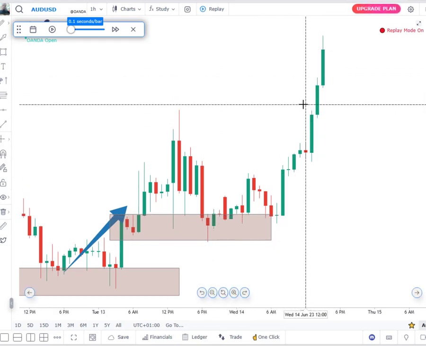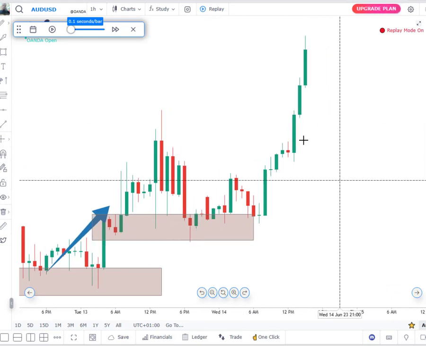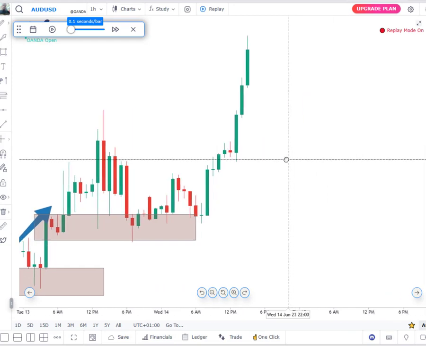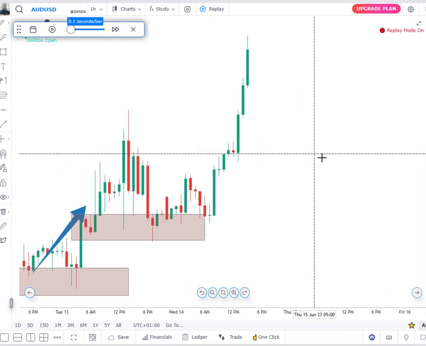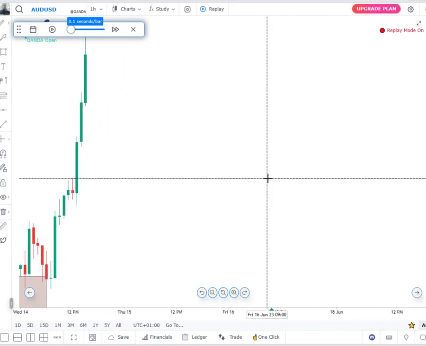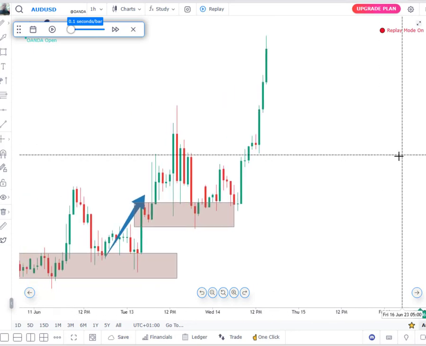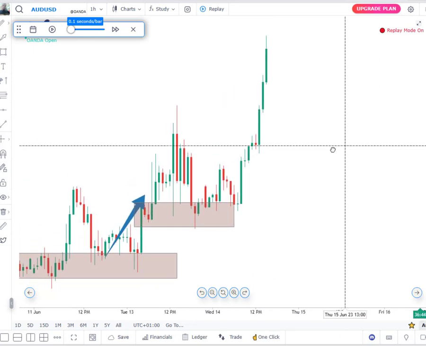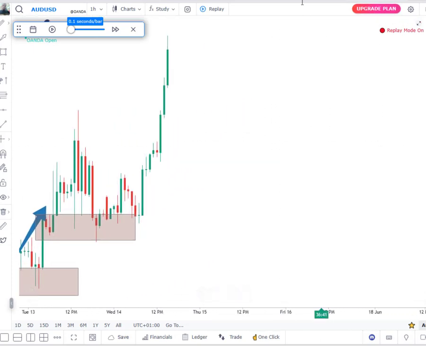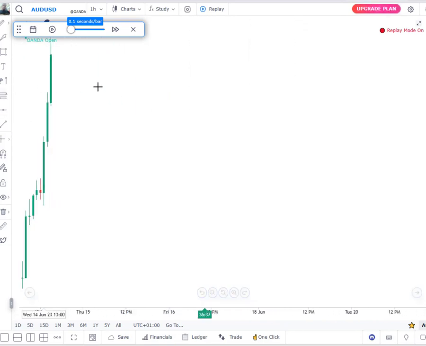So those are the three aspects. We have talked about the wick rejection, we have talked about the consolidation, we have talked about the momentum candles. So that's how you should identify supply and demand. Now remember, I also said I'm going to be sharing with you the difference between identifying a high probability demand and supply zone and a low probability demand and supply zone. Right now we want to talk about high probability zones. Look at the zones where the pullback is not too strong.